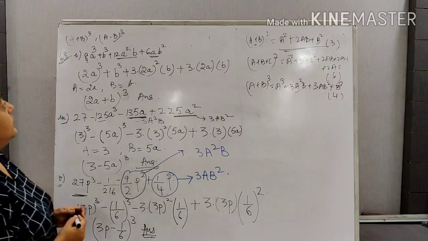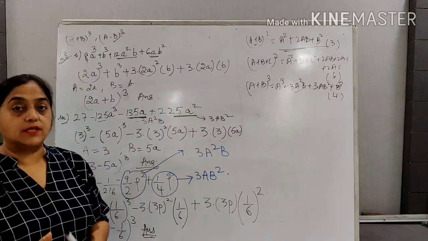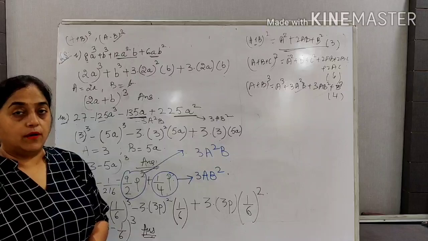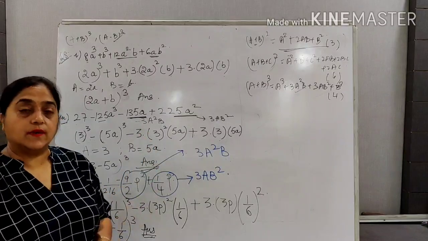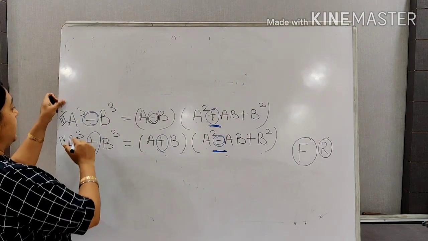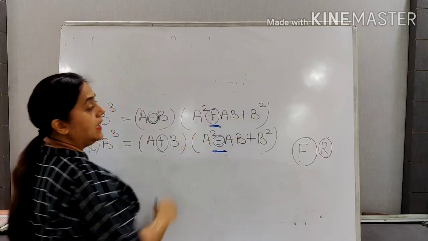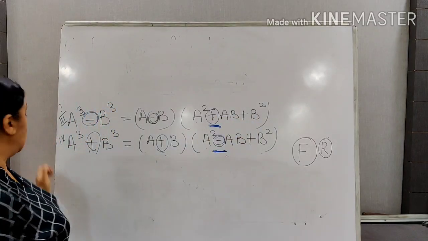So this was about a plus b whole cube and a minus b whole cube. Expansion we have done, and we have done factorization also in these 2 questions. Now let us talk about the third identity, which is a cube minus b cube is equal to (a minus b)(a square plus ab plus b square).